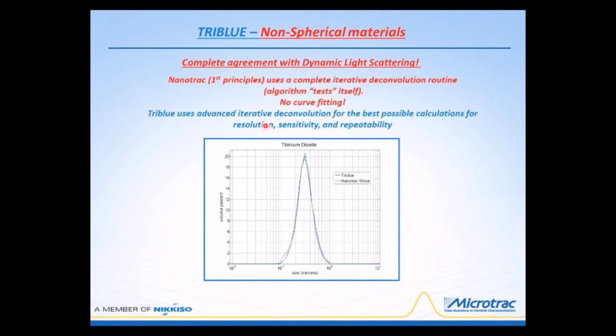The Tri-Blue uses an advanced iterative deconvolution, and it provides for the best possible calculations of resolution, sensitivity, and repeatability. That all goes back to the Fourier optics, the use of lasers, etc. This is titanium dioxide. And as I was mentioning, comparing the Tri-Blue data to the Nanotrac Wave data at first principles gives us a good idea of how well the Tri-Blue performs. Notice that the size range here starts at 10 nanometers, up to 100 nanometers, up to 1,000 nanometers or 1 micron. This is an overlay of Tri-Blue data and Nanotrac Wave data, and you can see that the distributions are virtually identical.